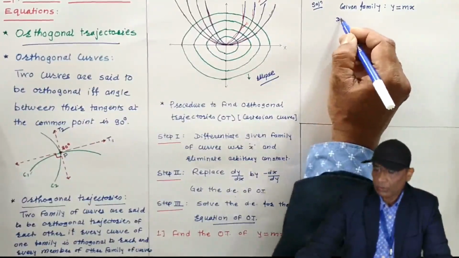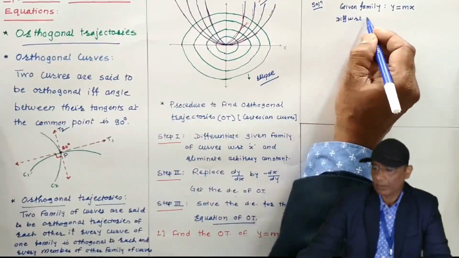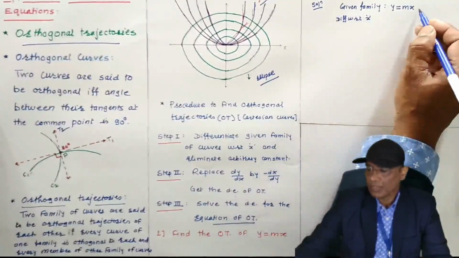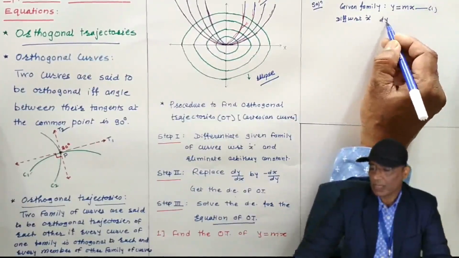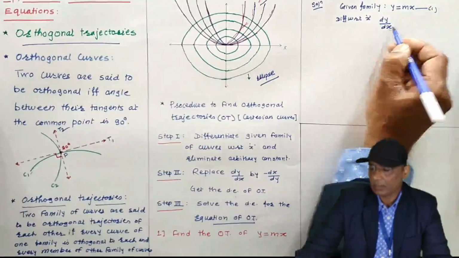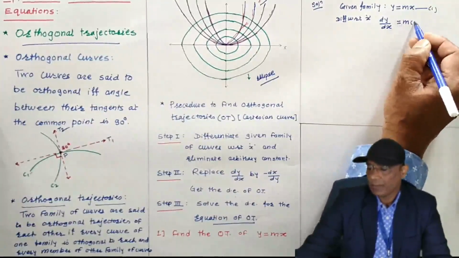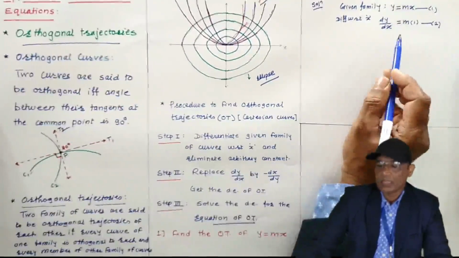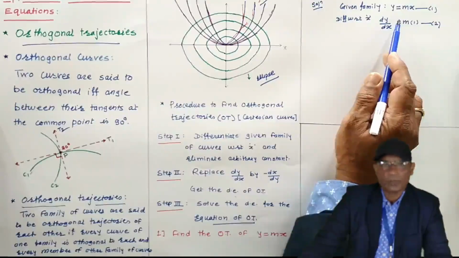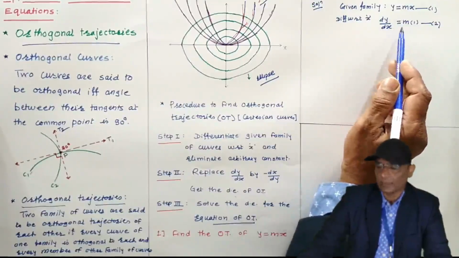Now, what to do? Differentiate with respect to x. I am differentiating with respect to x. If you differentiate with respect to x, the derivative of y is dy by dx, m is an arbitrary constant, and the derivative of x is 1. This is our second equation. Given family of curves is the first equation, and after differentiation you get the second equation.